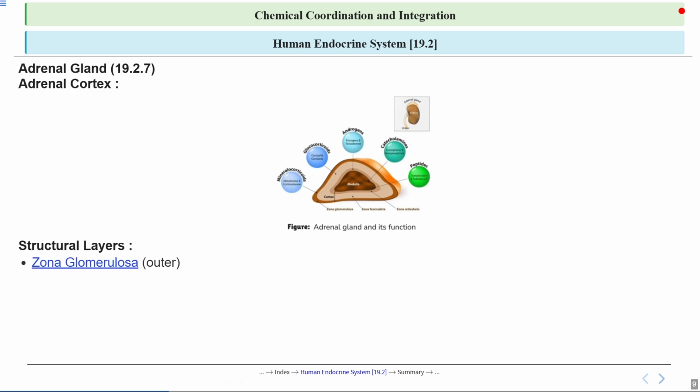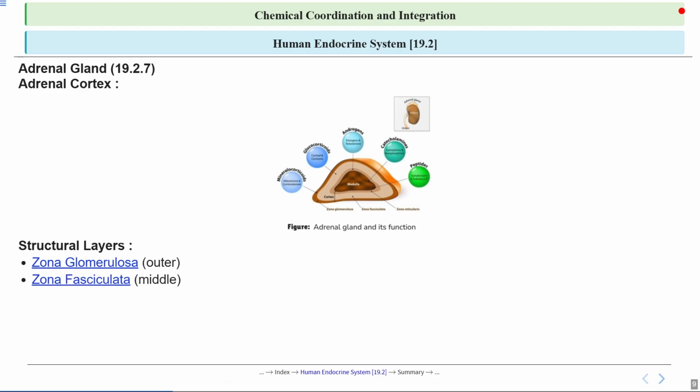Let's see structural layers. First, we have the zona glomerulosa, the outer layer of the adrenal cortex, and it is responsible for producing aldosterone, a hormone that helps regulate blood pressure by controlling the balance of salt and water in the body. So this layer is important for maintaining proper electrolyte levels and blood pressure, as aldosterone promotes sodium retention and potassium excretion in the kidneys.